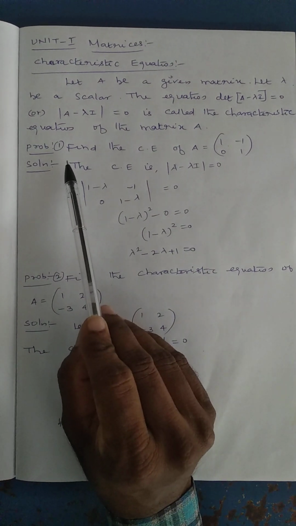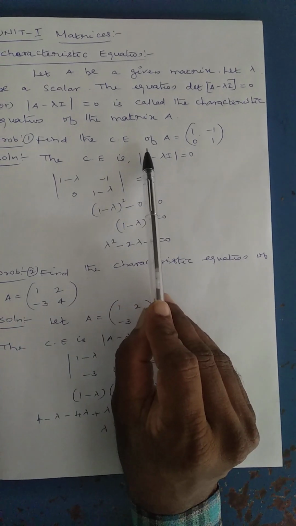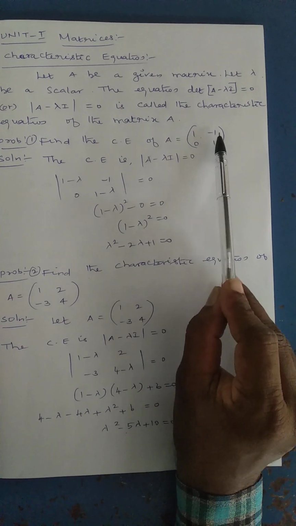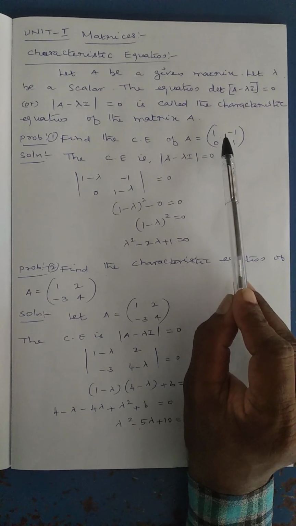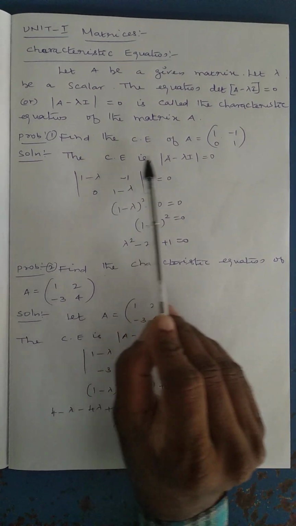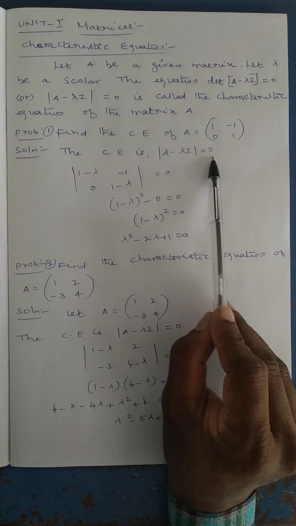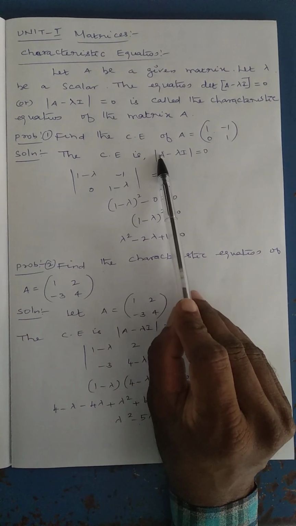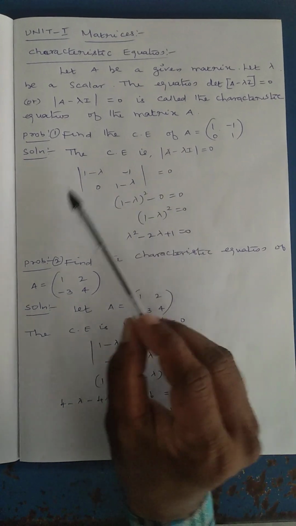Solved problems. First problem: find the characteristic equation of A equals [1 minus 1; 0 1]. This is a 2 by 2 matrix. First you write the characteristic equation formula. The formula is determinant of A minus lambda I equals 0. A is already given, and I is the identity matrix.